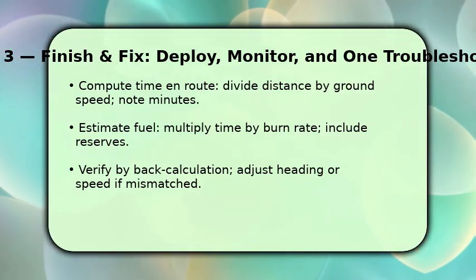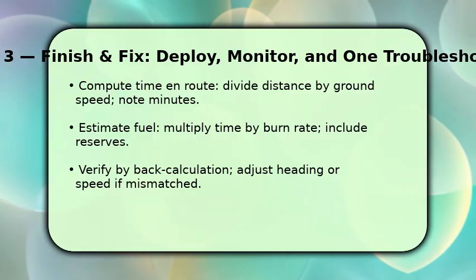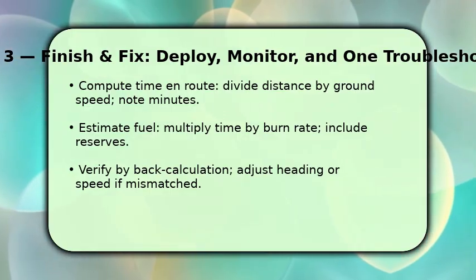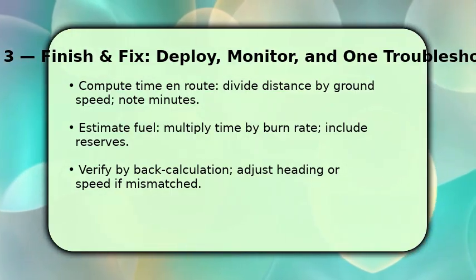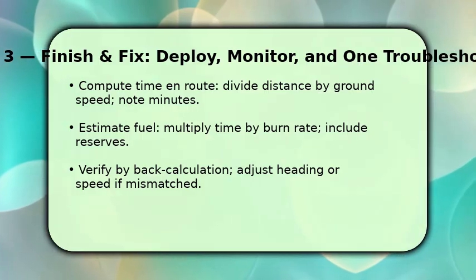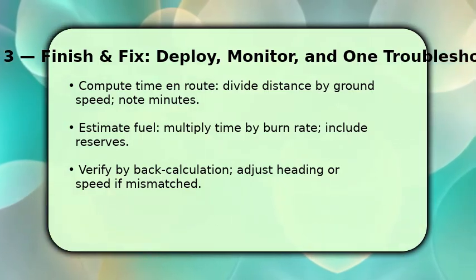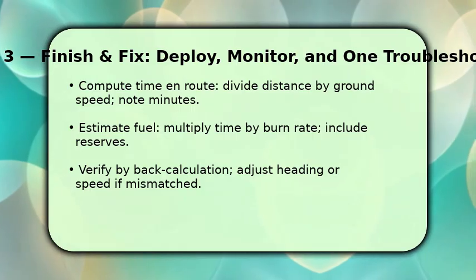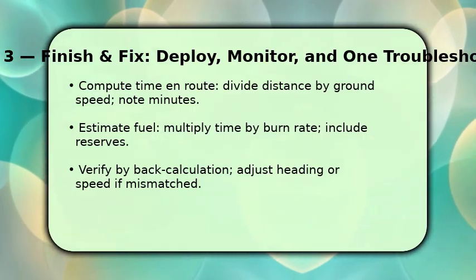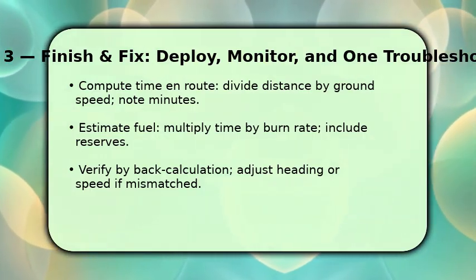Once done, verify by back-calculating distance from your ETA and ground speed. If numbers disagree, adjust heading, speed, or wind input and recalculate. Troubleshooting tip: if results seem off, recheck unit settings and look for a single misaligned index. Correcting that usually fixes the error.